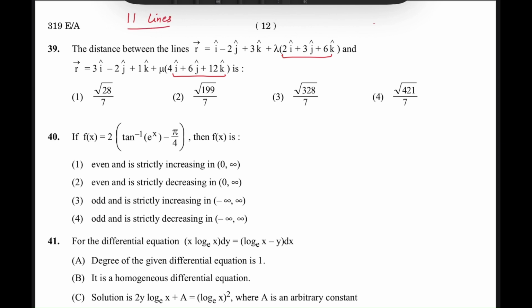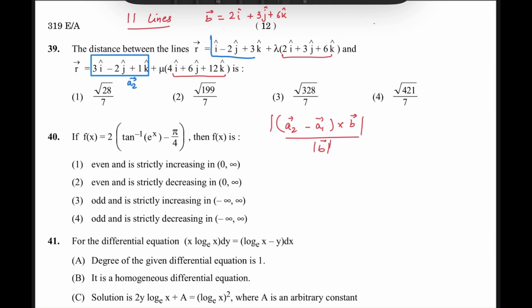So here you have parallel lines, and what is the parallel vector? The b vector, so it is 2i plus 3j plus 6k, right? So what is the distance between two parallel lines in 3D? It is the modulus of a2 minus a1 cross b, divided by the magnitude of b. So this is the formula. First we need to find a2 minus a1. So this is your a2 vector, and this is your a1 vector marked in blue, right? What is a2 minus a1?